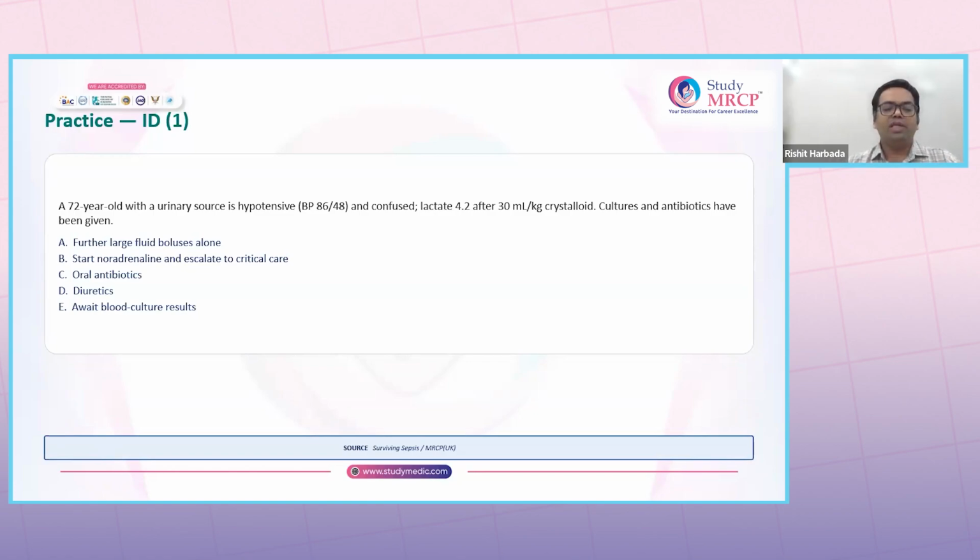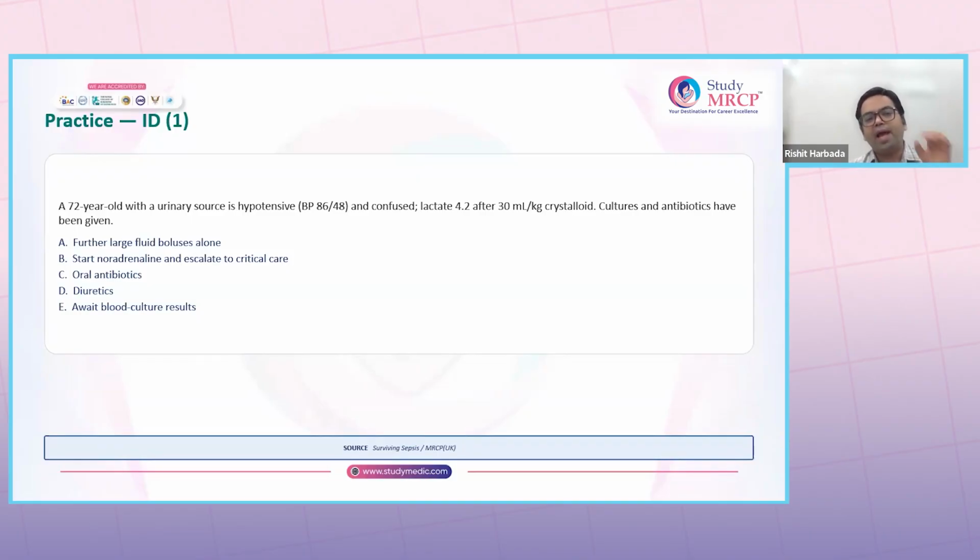MAP, you have to maintain at more than 65. So what is MAP? Systolic minus diastolic... actually, it is 2 times diastolic plus systolic, divided by 3. Whatever MAP you get, it should be more than 65. Lactate is diagnostic and prognostic, and you have to give early treatment.